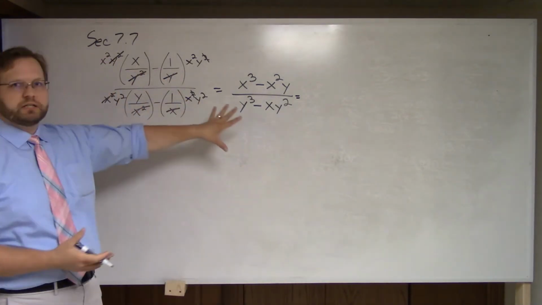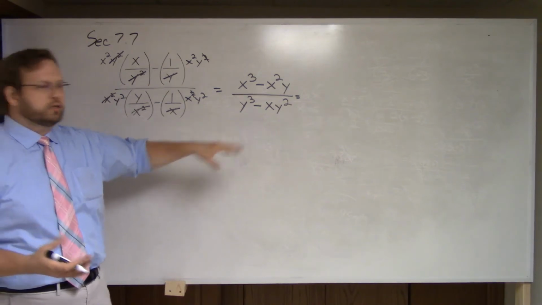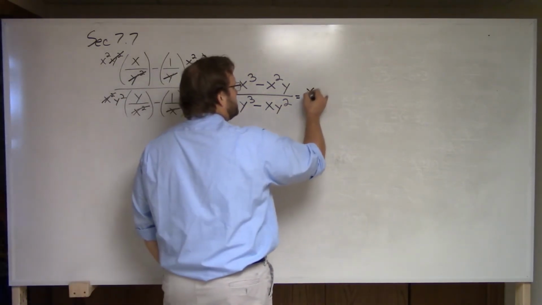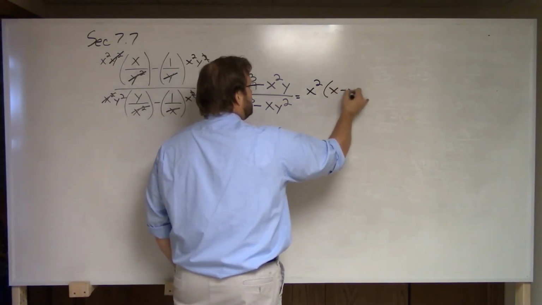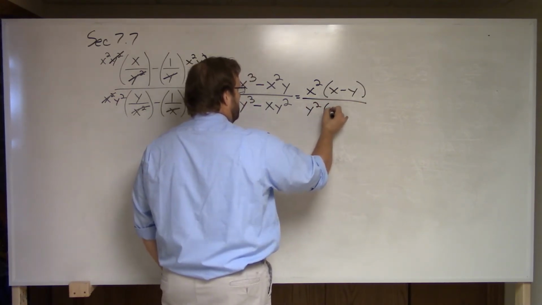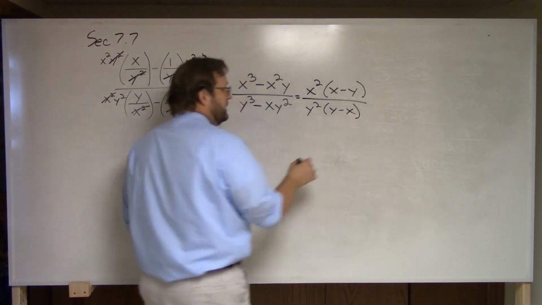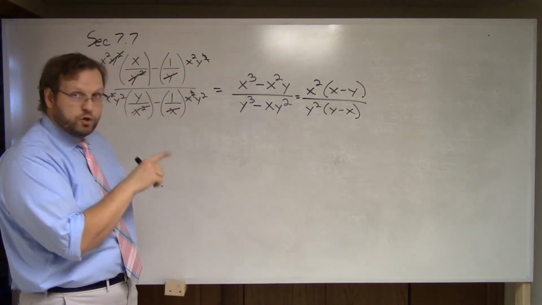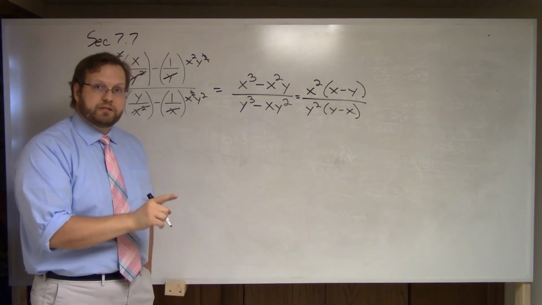It's no longer a complex fraction. It's just a normal rational expression. So I'm going to take out an x squared, x minus y. Here I'm going to take out a y squared, y minus x. Now, in this case, those two binomials are truly opposites of one another.